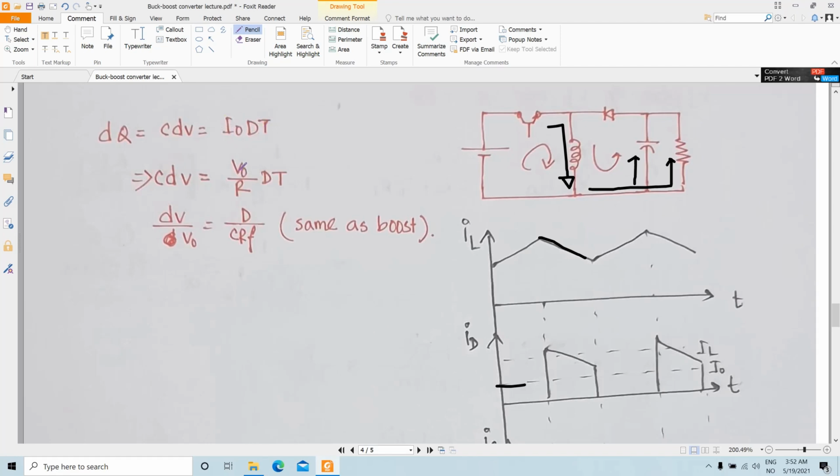I naught can be written as V out divided by R, and from here you can get dV by V naught, or the ripple factor here, is D divided by CRf. You replace T, or the time period, with the frequency, or the switching frequency here. So depending on a certain switching frequency, you have to choose your capacitor in such a way that you meet your voltage ripple condition here.